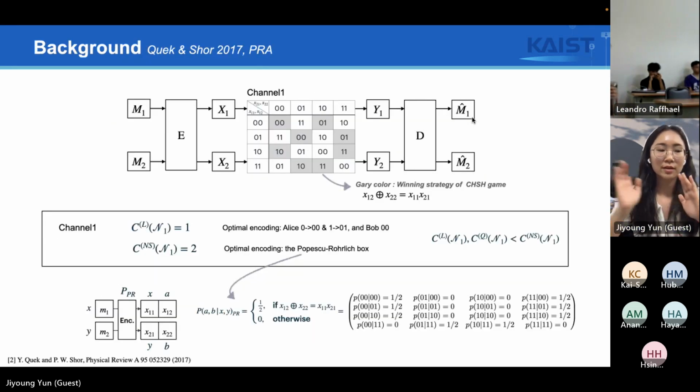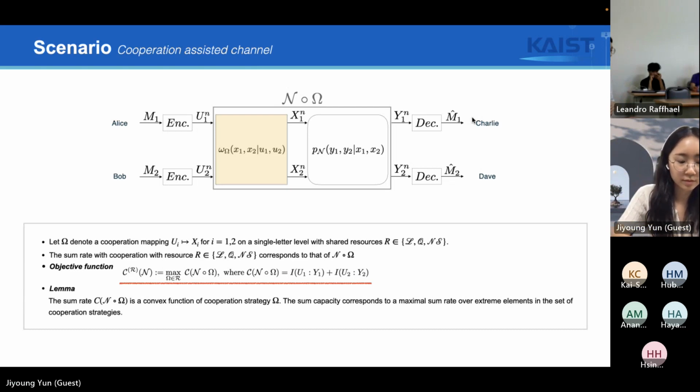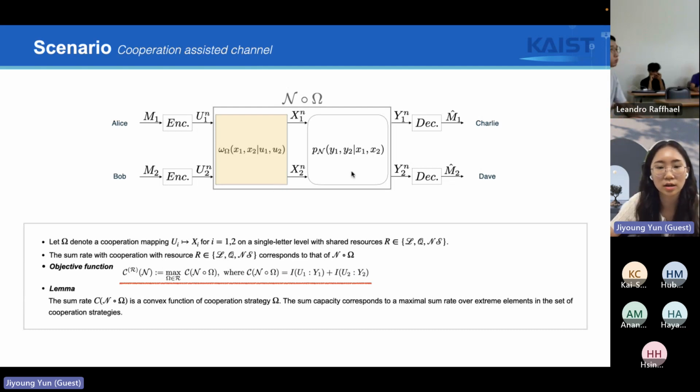So from now on, I want to introduce the new work in this field. We define a new channel here, the given channel, and then a cooperation channel. We will call it a cooperation assisted channel. This cooperation mapping means we can use the resources, local, quantum, or signaling here. So we can get some code word X1 from the U1.